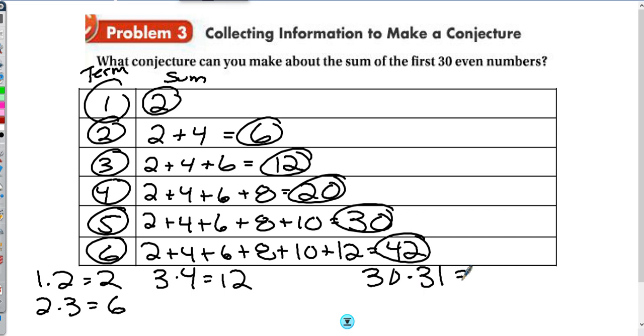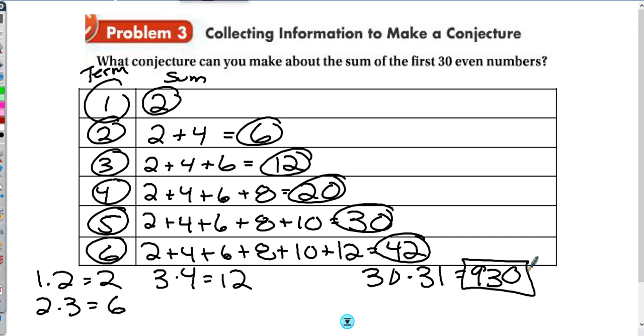Equals, quick math, 930. It says 930. Yeah, it is 930. So the sum of the first 30 terms is going to be 930. So instead of going all the way out to 30, you can see the pattern and do that. Does that make sense? So for this pattern, you take the term you're on and multiply it by the next term number. So if you're on term 3, multiply by 4, you get 12.